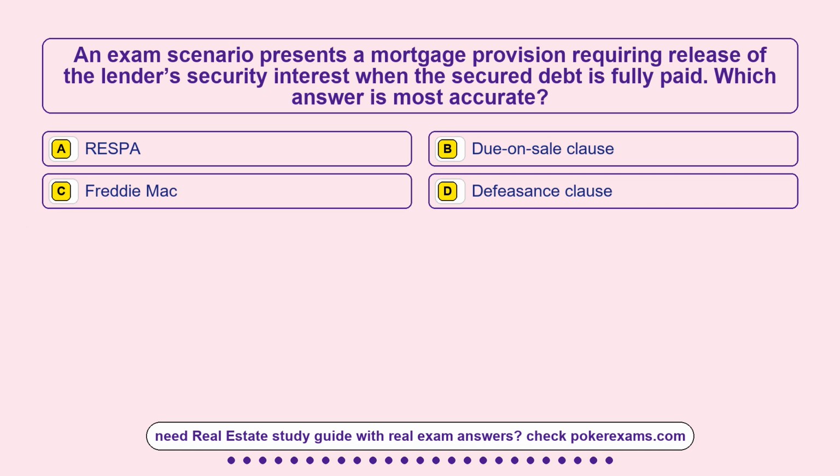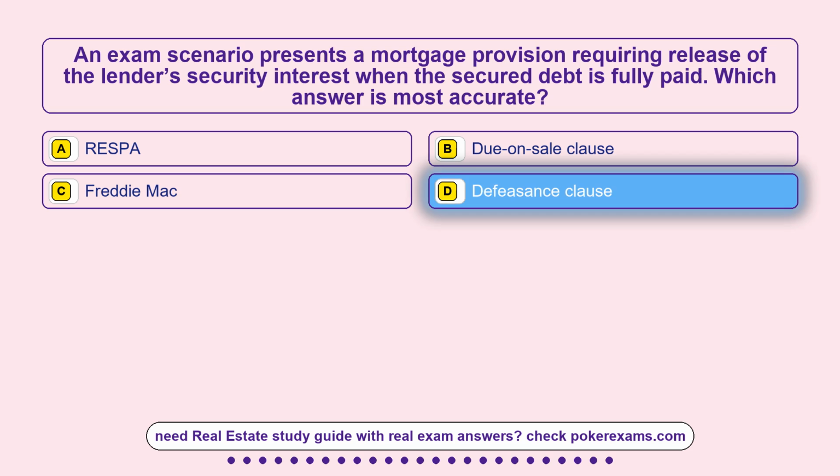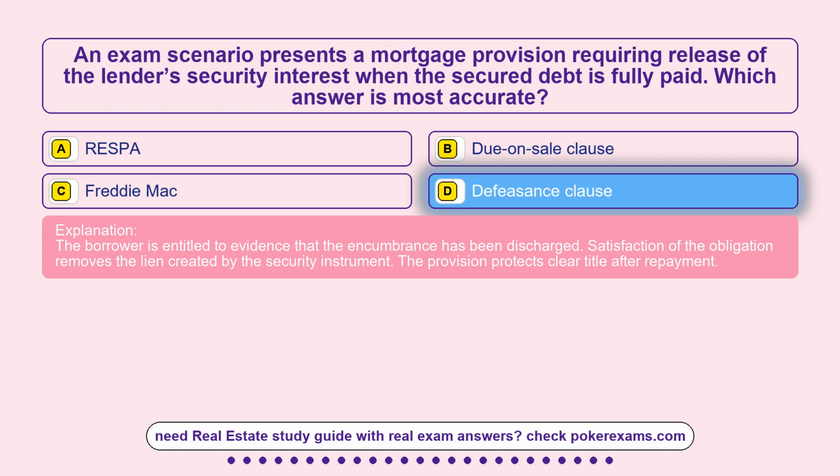Question 13. An exam scenario presents a mortgage provision requiring release of the lender's security interest when the secured debt is fully paid. Which answer is most accurate? Option A, RESPA. Option B, a due-on-sale clause. Option C, Freddie Mac. Option D, defeasance clause. The correct answer is option D, defeasance clause. The borrower is entitled to evidence that the encumbrance has been discharged. Satisfaction of the obligation removes the lien created by the security instrument. The provision protects clear title after repayment.